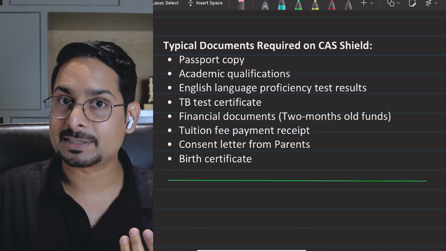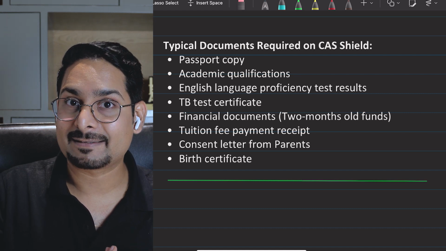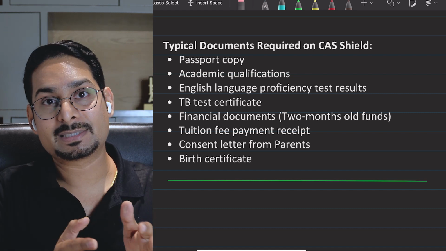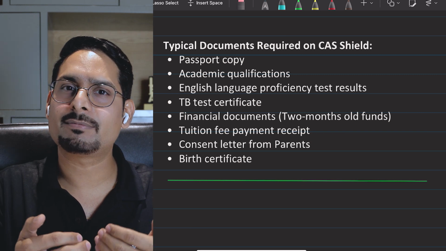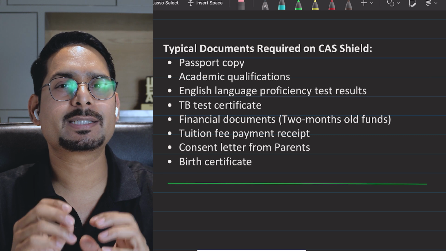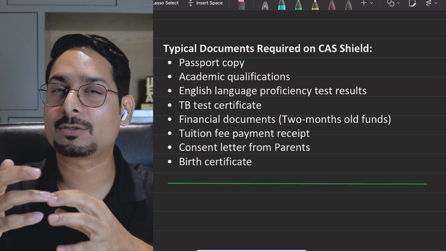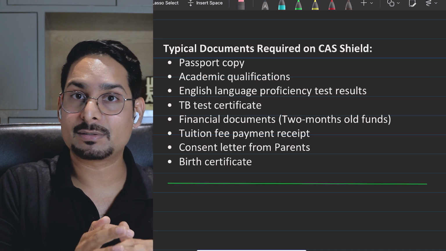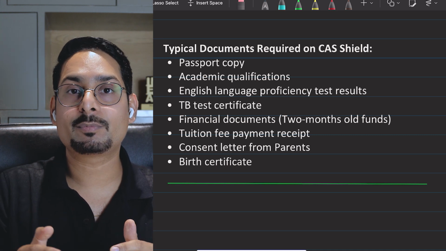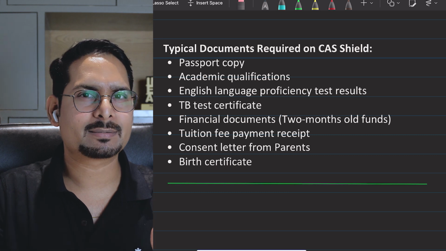You need to submit passport copy, academic documents, English proficiency language requirement, which could be IELTS, TOEFL, PTE, or even your 12th marks. A TB test certificate. Yes, you need to get TB test certificate from a UKVI approved clinic. It cannot be from any other clinic because it will not be accepted. So you need to know which are the clinics approved by UKVI, and it is nearby you.